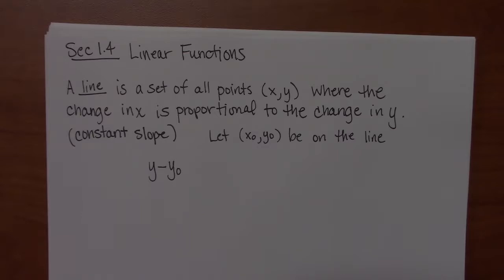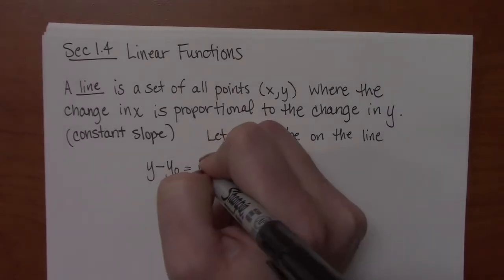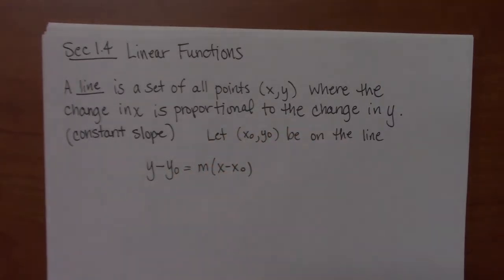But just x and y with no subscript are going to be the set of all points on the line. So if we're measuring the change of the y values, just like we did with circles, remember we said we let the x and the y go first and we let the center go second. So y could stand for any other point on the line, y naught is standing for a specific point on the line, and that is proportional to the change in the x values. So m is the constant of proportionality, or more specifically, what we're going to call it in this case is the slope.